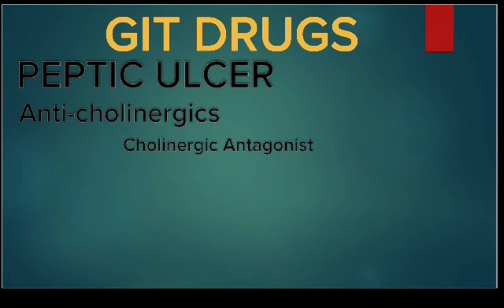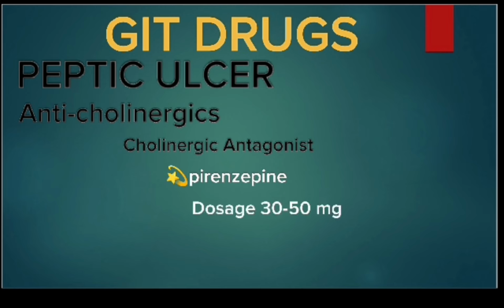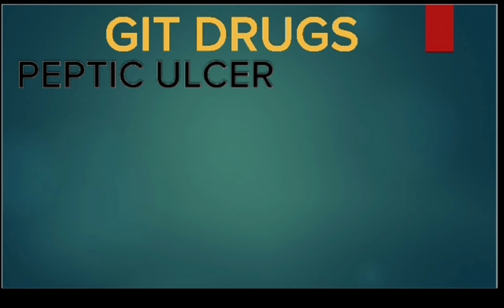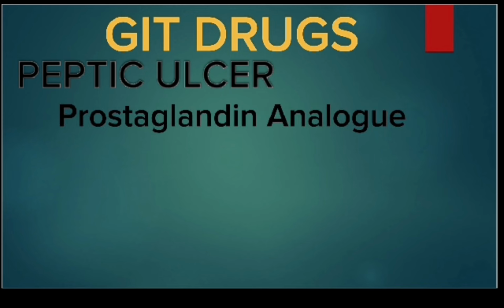We have a specific drug, pirenzepine, which is an anticholinergic drug mostly used in peptic ulcer. These drugs selectively inhibit the M1 type muscarinic receptor, and we can use it in a dosage of 30 to 50 milligrams. Another drug class is prostaglandin analogues.